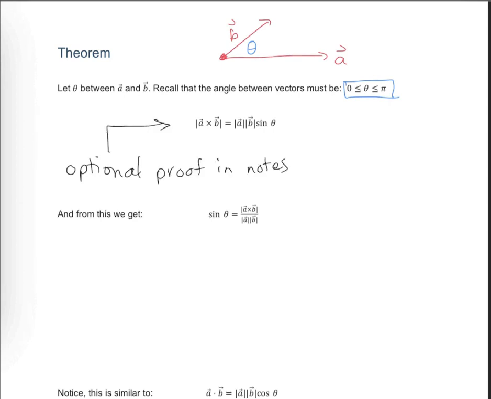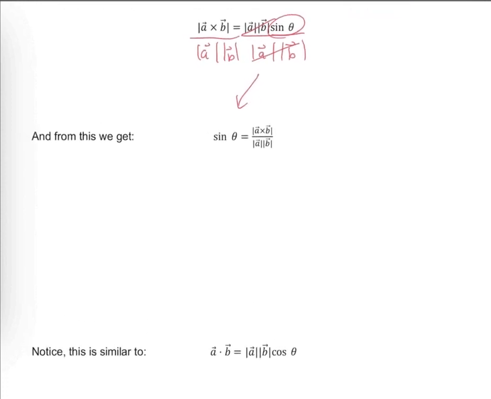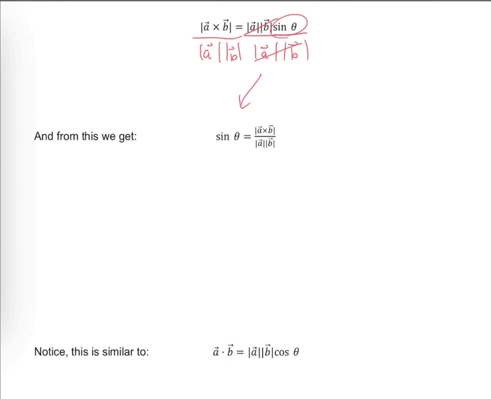So if we accept that this theorem holds true, that the magnitude of the cross product is equal to this scalar quantity, then what we can do is take that scalar quantity over here and divide it by mag A times mag B on both sides. And what we'll see here is that these all cancel out, and we end up with sine theta equal to the magnitude of the cross product divided by mag A and mag B.